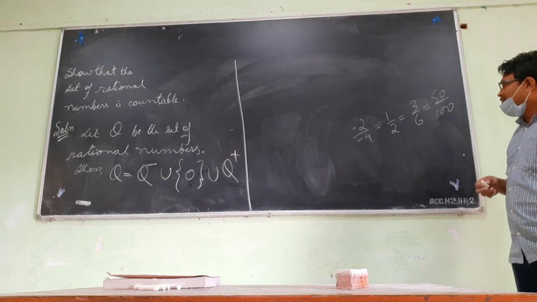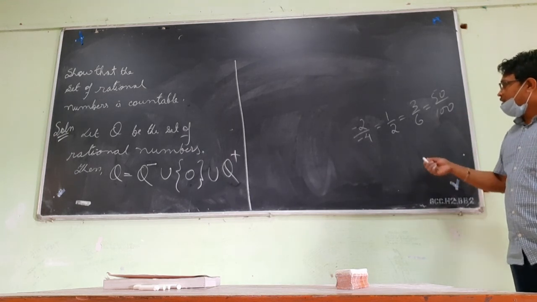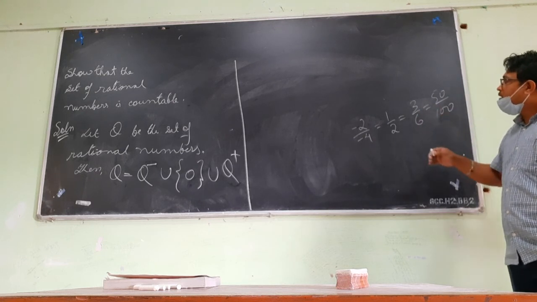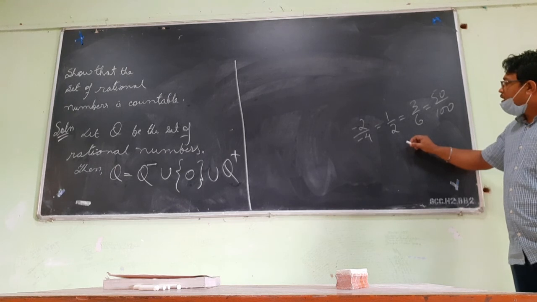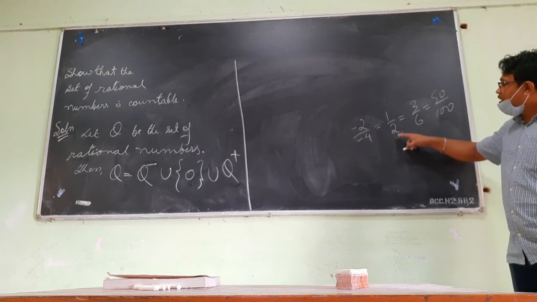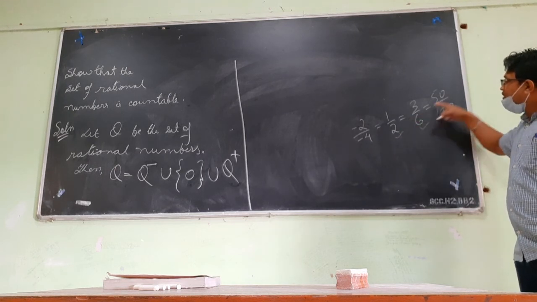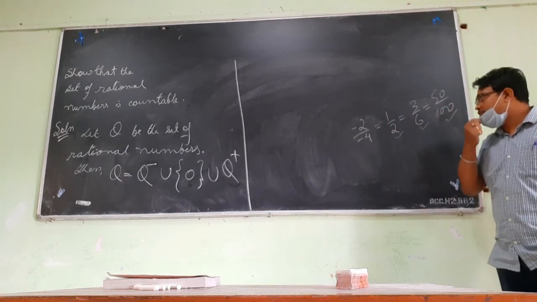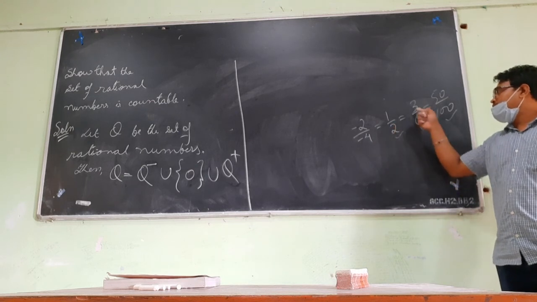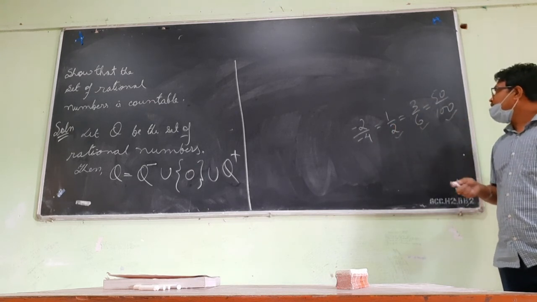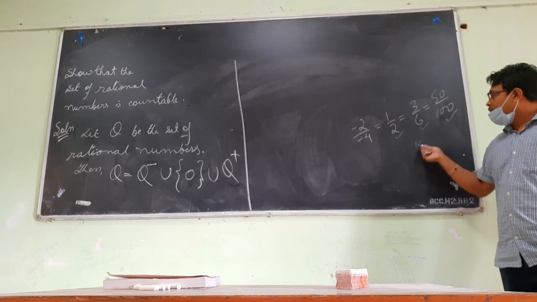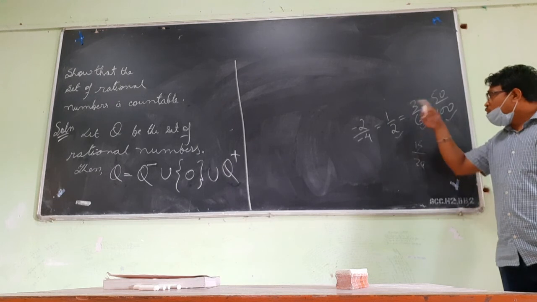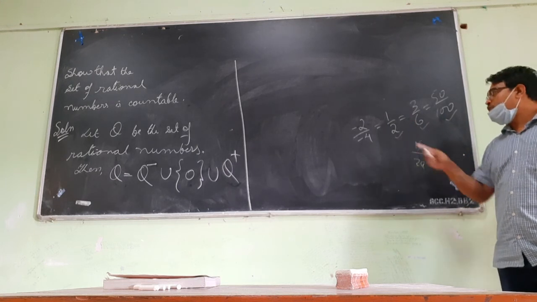So if I just say that a rational number contains all those numbers which are of the form p by q, then what is the problem? The problem is that for the same rational number, we will get various equivalent fractions. So 1 by 2 is the same as 3 by 6, same as 50 by 100, same as 14 by 28. Everything is the same thing. But out of all these, 1 by 2 is special.